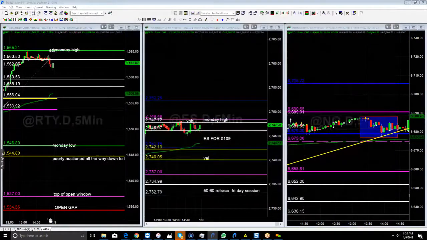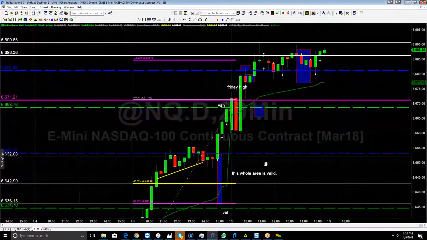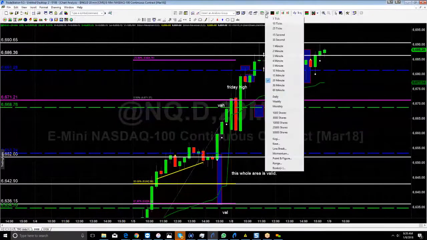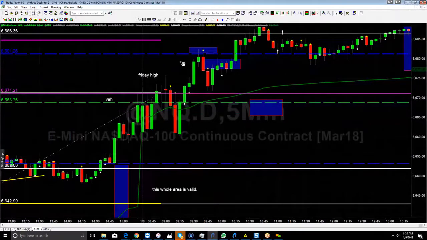These were our short locations yesterday on NQ. 9:45. Let's go to a 5-minute chart. This right here. We were short. Okay, so Sierra Charts had a little bit different profile than ES did.